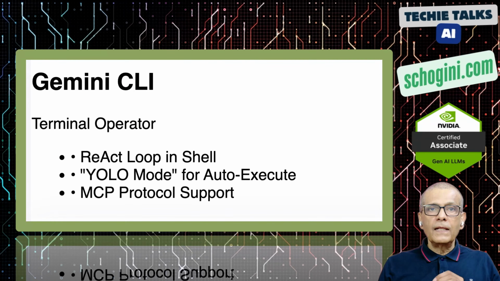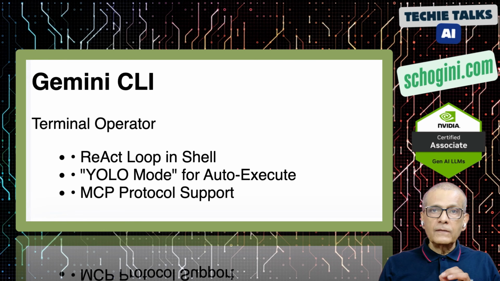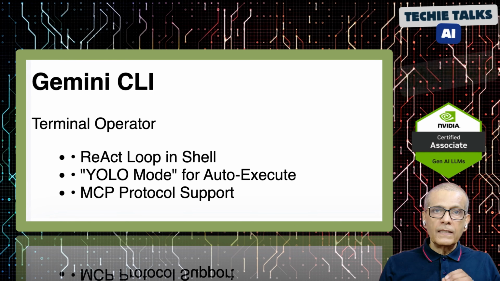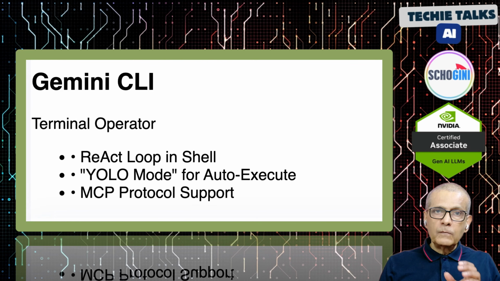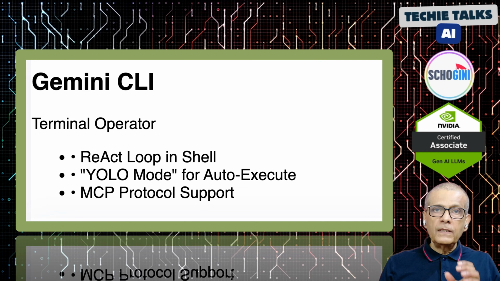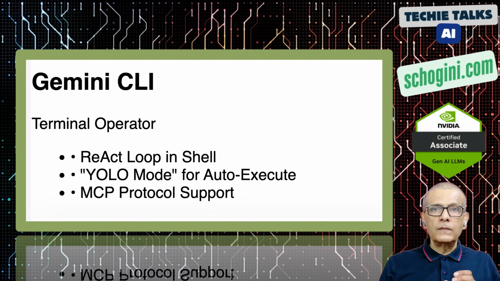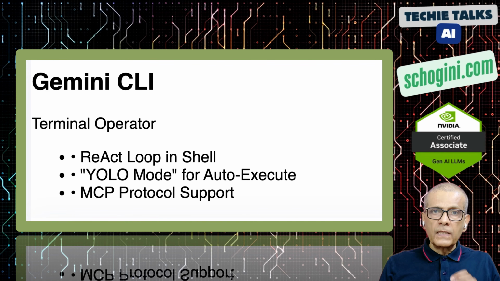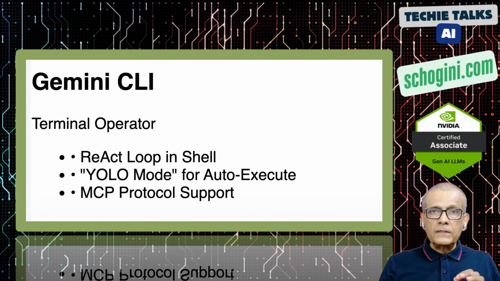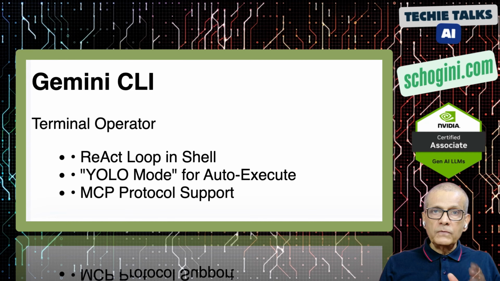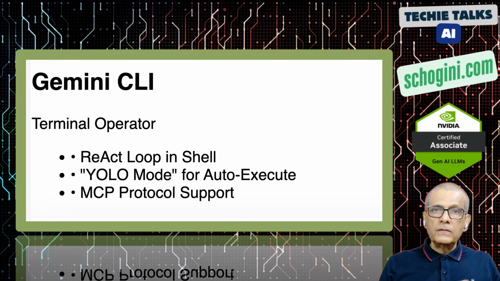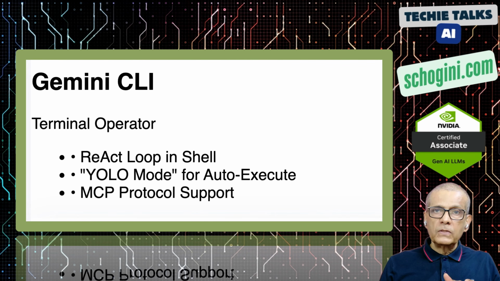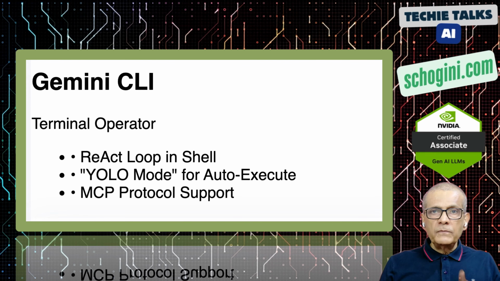Next, Gemini CLI, the terminal as a ReAct agent. Gemini CLI brings agentic intelligence to the command line, functioning as a system-level agent capable of executing ReAct, reason and act. It supports YOLO mode for autonomous command execution, bypassing user confirmation for safe operations. It integrates with Model Context Protocol, MCP, to connect to local databases or external tools. We have made several videos on building your own MCP solution. Now, most of the providers have their own MCP servers.